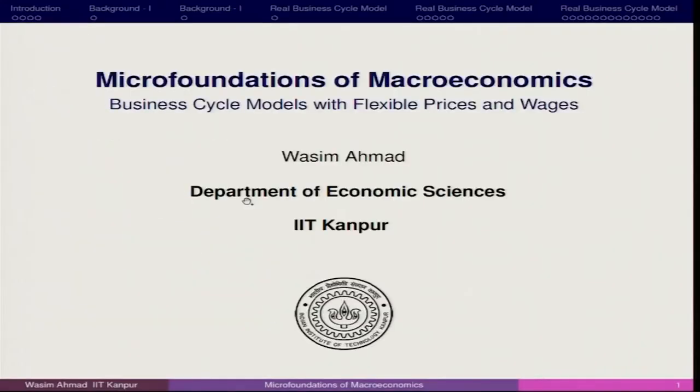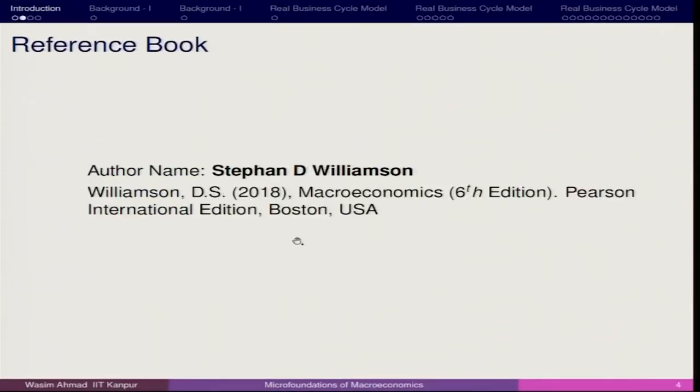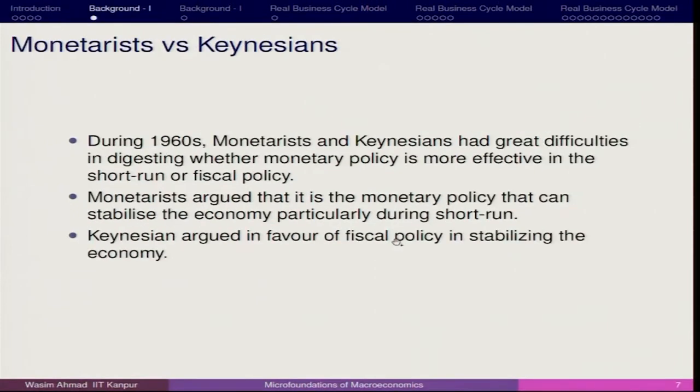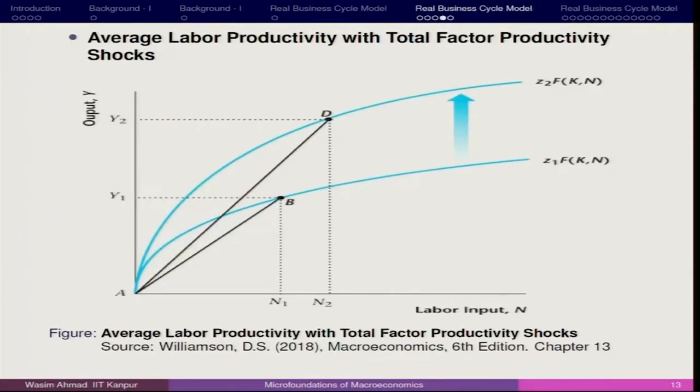Welcome back. Let's continue with the real business cycle model that we are discussing, and I hope you are now able to understand the difference between the neoclassical and the Keynesians. We will continue from where we left in the last session. The reference remains the same: Stephen D. Williamson is the reference book for this lecture. The key learning objectives remain the same: how the real business cycle model could be observed, co-movement, money and output. We have already covered these things.